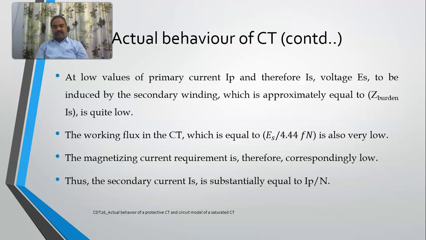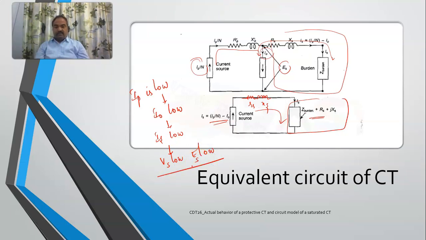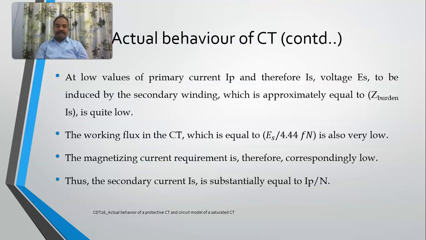So normally what happens at lower values of primary current? If the currents are very low, IP is low, IP by N will also be low. So I0 also will be low. So IS also will be low. So if IP is low, automatically I0 will be low, and also IS will be low, and since IS is low, Vs is low, which indicates that E is also low.